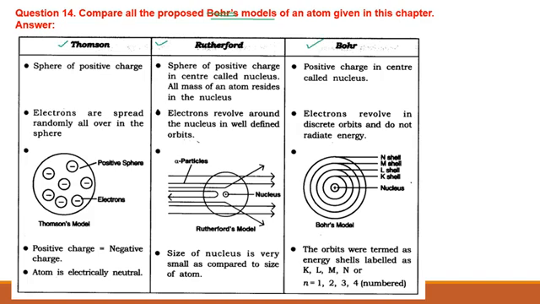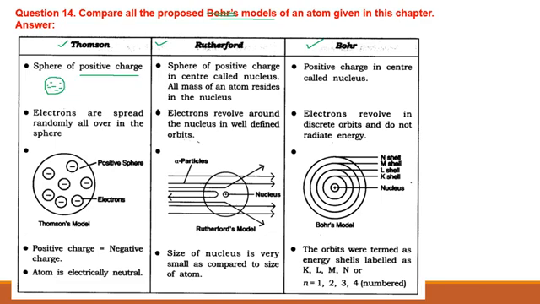Thomson, I have already given you the introduction of Thomson. A sphere of positive charge, it is just like a watermelon, right? Here the negative charges are embedded in the sphere of positive charge. Electrons are spread randomly all over the sphere. And what was the great achievement made by J.J. Thomson? That the positive and negative charges balance, so the whole atom is electrically neutral.